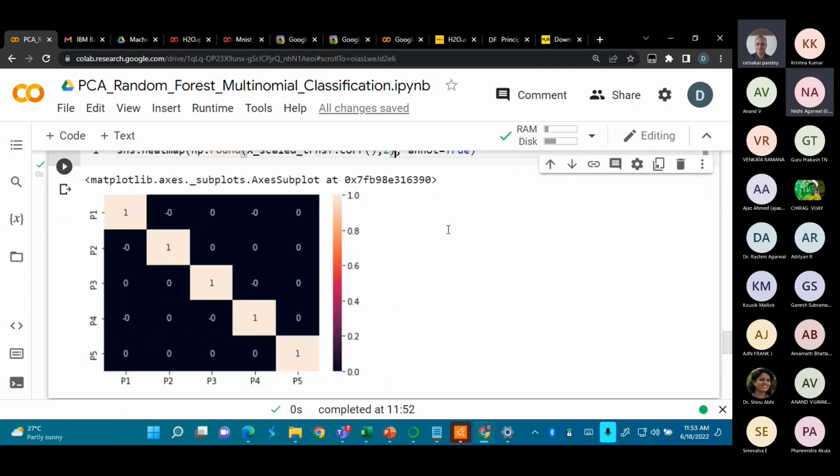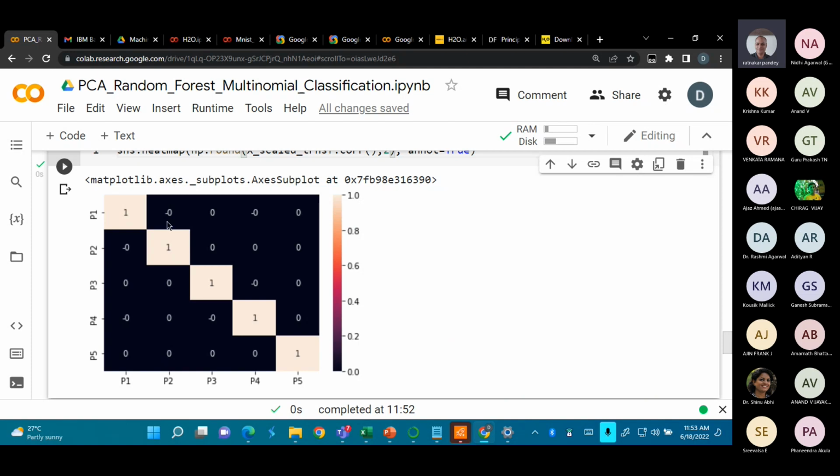No correlation between the components. Correct. Yeah, correct. Nidhi, go ahead. So the heat map now says that there is no correlation between the components. Exactly right. So you can see that we can't reduce the dimensions further.